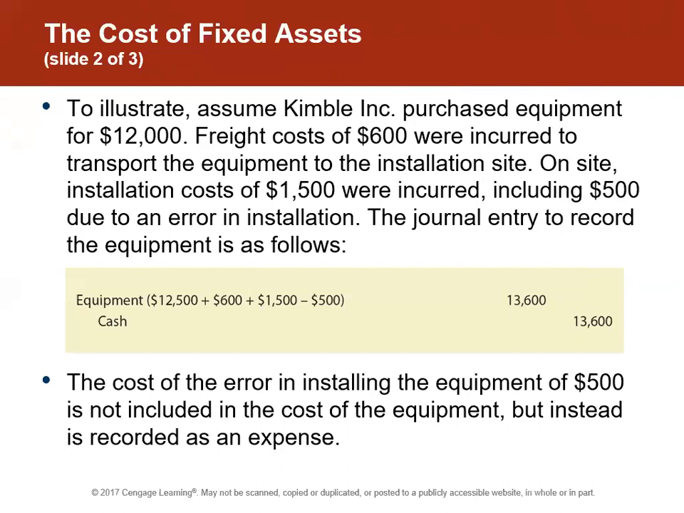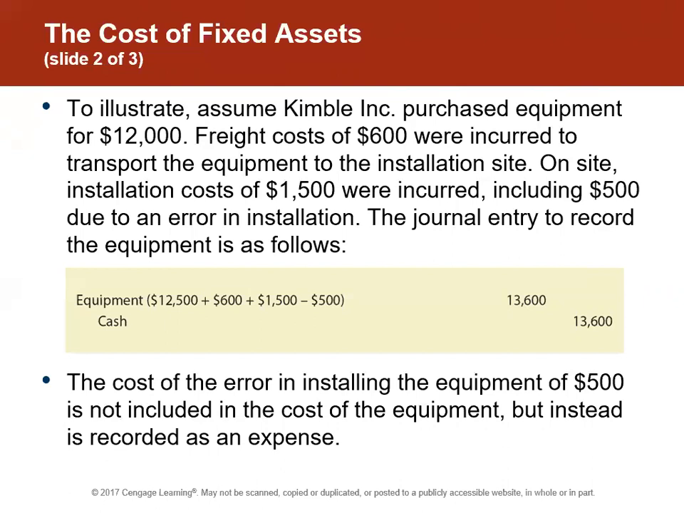So why are you subtracting $500? Why wouldn't you just not include it at all? You could say $12,000 plus $600 plus $1,000. You're just taking the total installation cost. Oh, okay, it says including. Yeah, the $500 was included in the full installation cost. It was $1,500 total, so they're showing it coming out. So that equipment, we add up all those costs, and that's the cost that we debit to the asset equipment. Okay, and then we paid cash in this case.